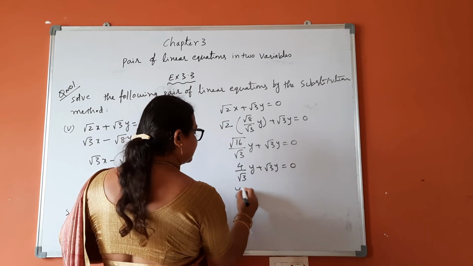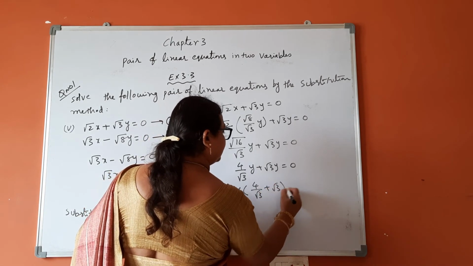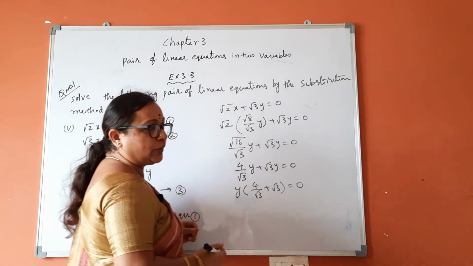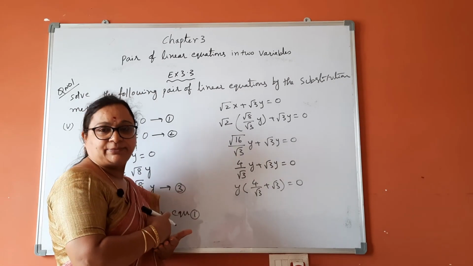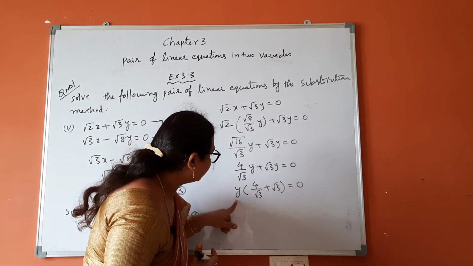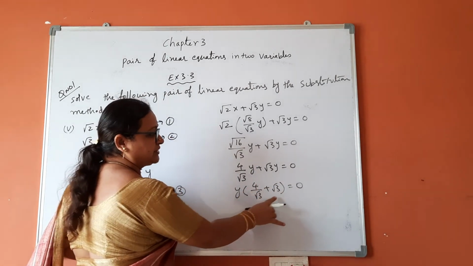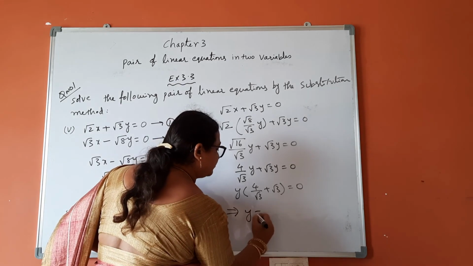Here take y as common factor. y into (4 by root 3 plus root 3) is equal to 0. As we all know, if A into B is equal to 0, either A can be 0 or B can be 0. Very clearly here it is y into (4 by root 3 plus root 3) is 0, which means 4 by root 3 plus root 3 cannot be 0. So obviously y is equal to 0.